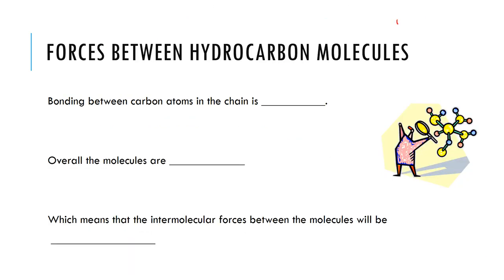Okay, so key thing here, these are all covalent molecules. They're non-polar. Okay, so they're non-polar covalent molecules. Because they're non-polar, the only intermolecular force that we see between them is, of course, dispersion forces. So bonding between the carbon atoms in the chain is covalent. Overall, the molecules are non-polar, and it means that the intermolecular forces between molecules will be weak dispersion forces.